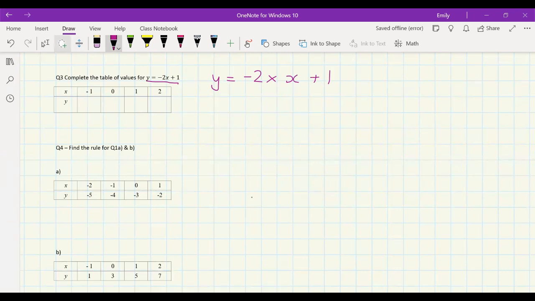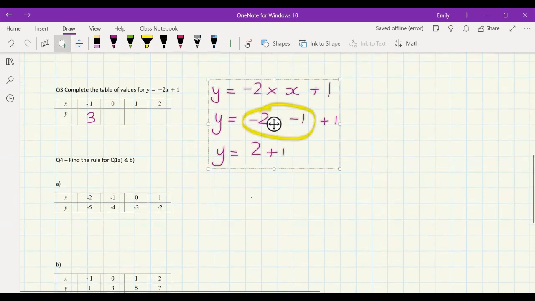Now the first thing we're going to do is let the x be -1. So we're going to say y is equal to -2 times -1 plus 1. Now this -2 times -1 bit here is actually equal to 2, because -2 times 1 is 2. So it's 2 plus 1. So the answer is 3. Then we'll put the answer 3 there.